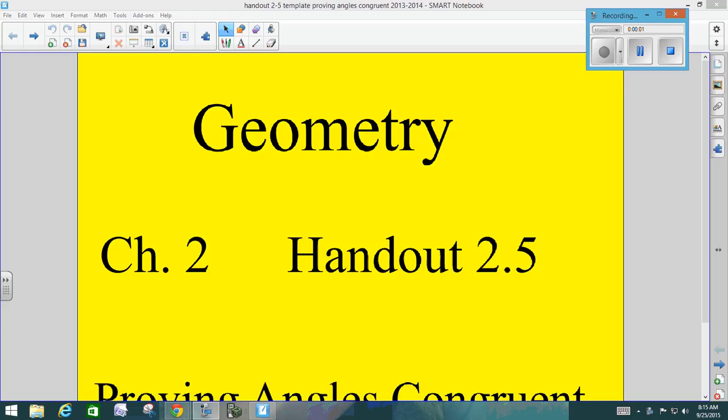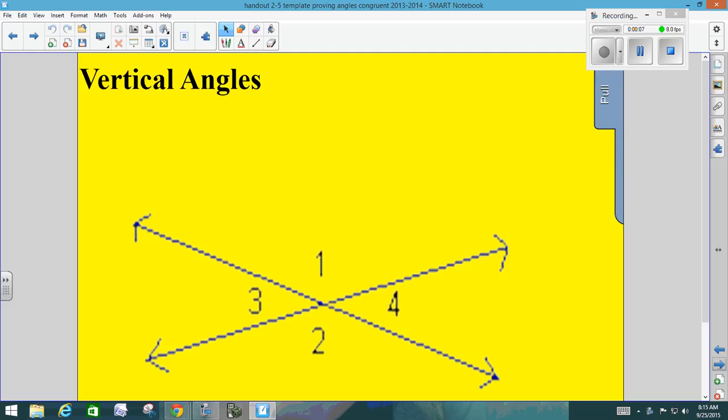Proofs in this chapter: we're going to be proving that angles are congruent, so less of the segment stuff. Before we prove them, we're going to review some angle pairs. Vertical angles are formed by intersecting lines. This is a review; we learned these last chapter. I think in chapter 1 we said they were formed by opposite rays, but opposite rays create lines, so let's just say they are formed by intersecting lines.